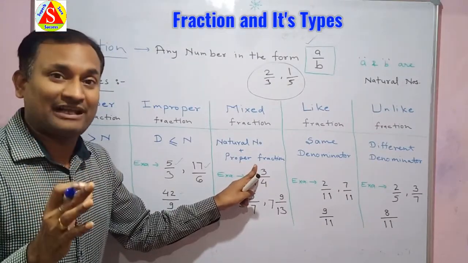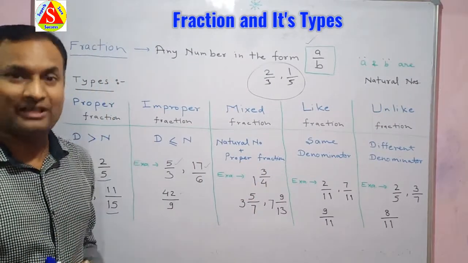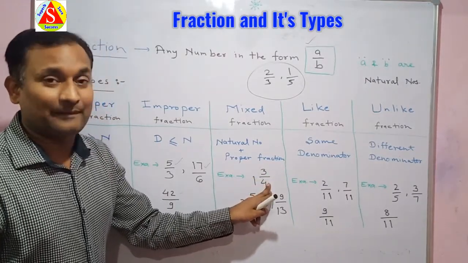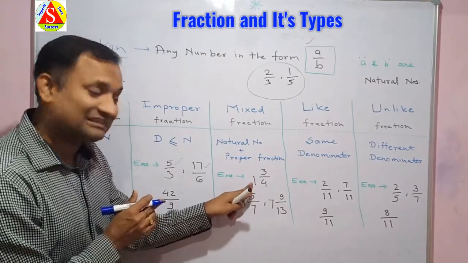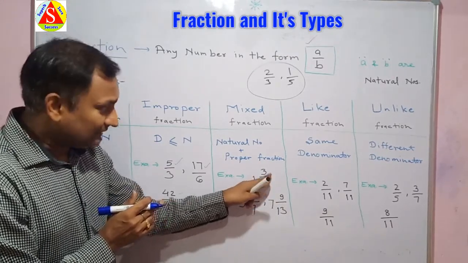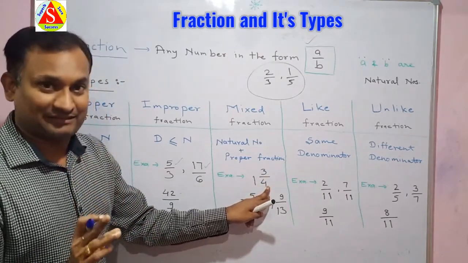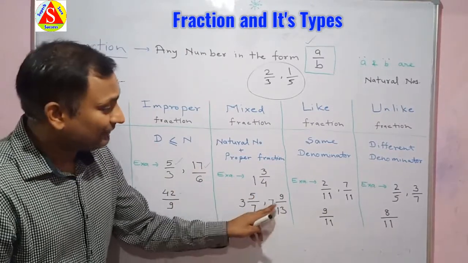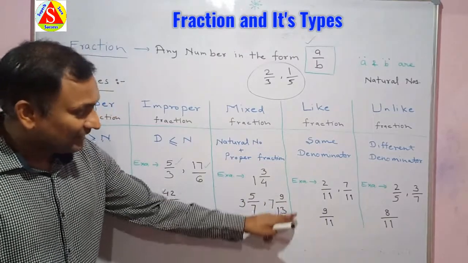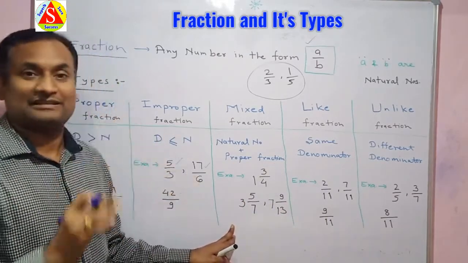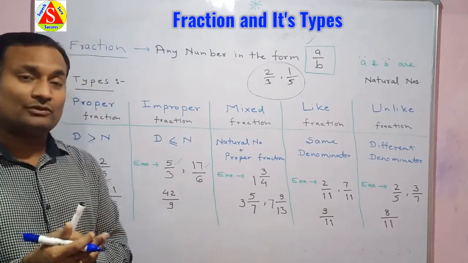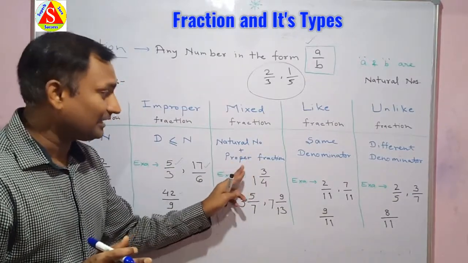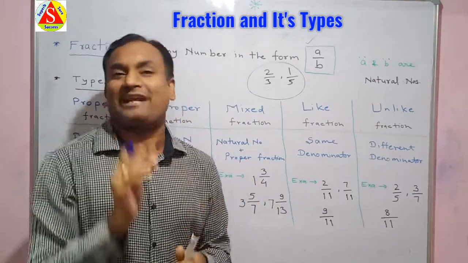we will call that fraction a mixed fraction. For example, dear student, here 1 3 by 4 is the example of mixed fraction. Here 1 is the natural number, and 3 by 4 is a proper fraction. Some more examples: 3 5 by 7, 7 9 by 13. These are examples of mixed fraction. Again let's conclude: any fraction which is the combination of a natural number and a proper fraction is called mixed fraction.